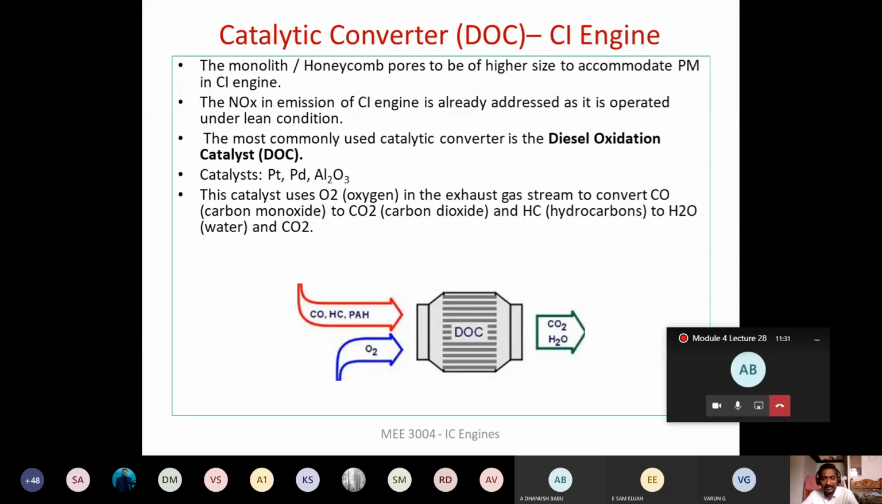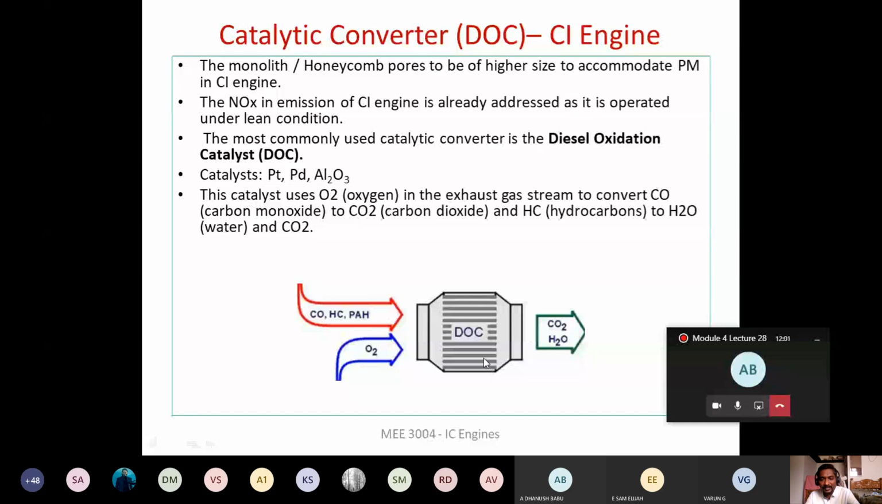The oxygen that is available in the engine exhaust is provided to the hydrocarbon as well as to the carbon monoxide. So the carbon monoxide present in the exhaust will become carbon dioxide, right? Similarly, the unburned hydrocarbon available in the diesel exhaust, the hydrogen will react with the oxygen and form H2O, whereas the carbon present in the unburned hydrocarbon will react with the oxygen and form CO2.